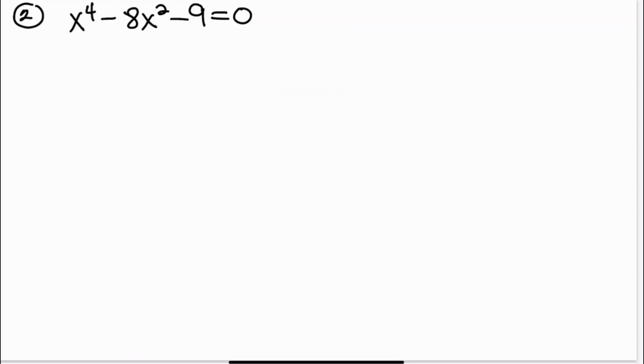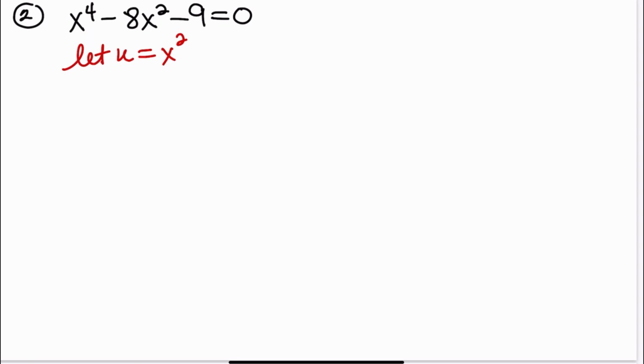Let's go ahead and take a look at another problem where we're going to apply this idea of substituting so that we can rewrite these quartic functions as quadratic equations that we can easily solve through factoring, to make our lives a little bit easier. So I'm going to start by using substitution. Let u equal x squared.